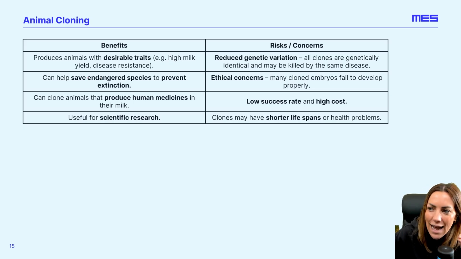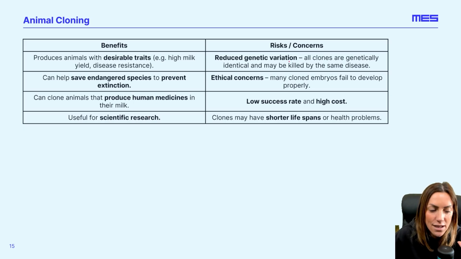Another benefit, it can help to save endangered species to prevent their extinction, because we can produce clones relatively quickly to up their population size. We can clone animals that produce useful proteins or useful human medicines and get them to excrete them into their milk so we can collect them very easily as well. And we can use cloning techniques for scientific research.